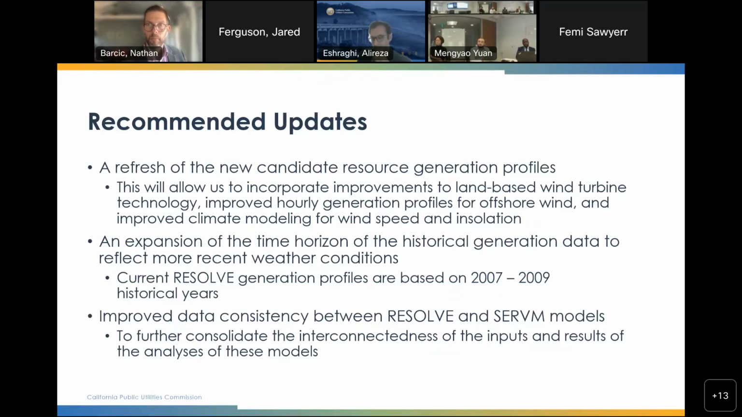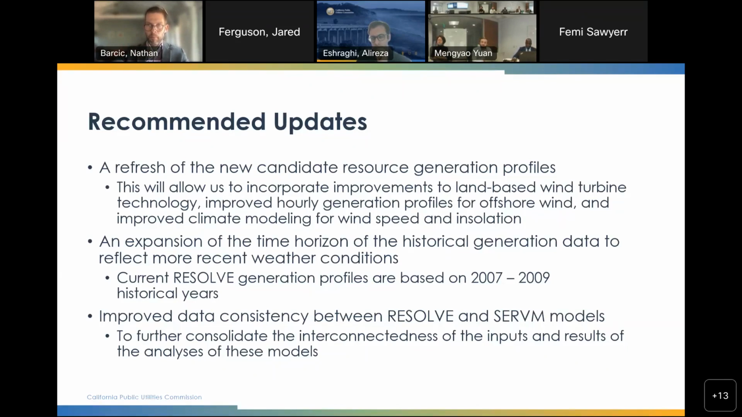Another improvement that we hope to do is expand the time horizon of the historical generation data. Currently, the resolution is from 2007 to 2009 for these hourly profiles, and there are additional years available, and we will be able to expand those, which can improve the overall set of data, because the more data that you have, the better representation you can have of the different resources.